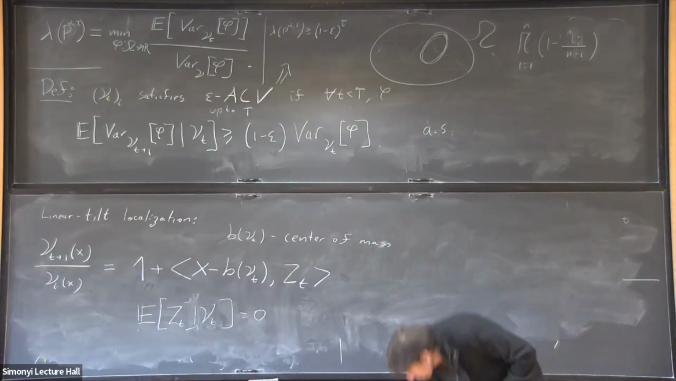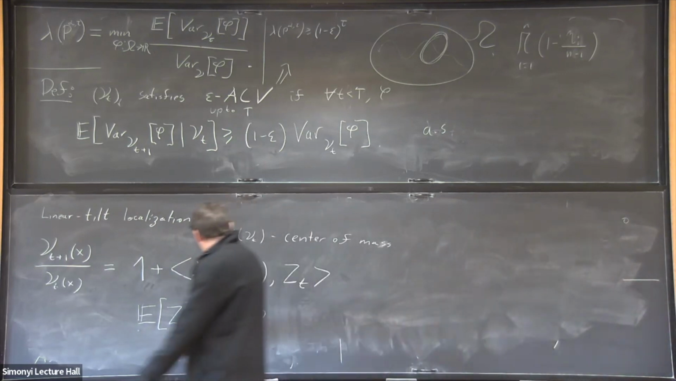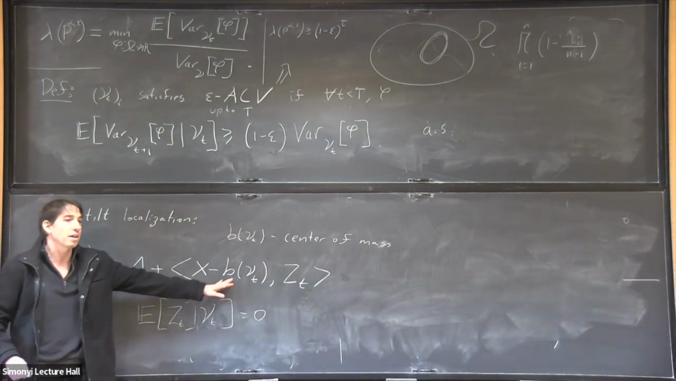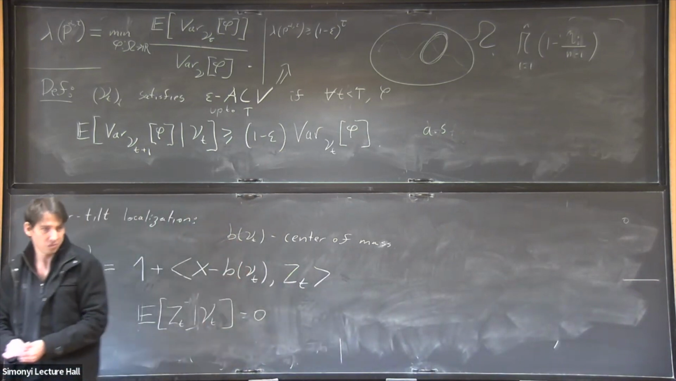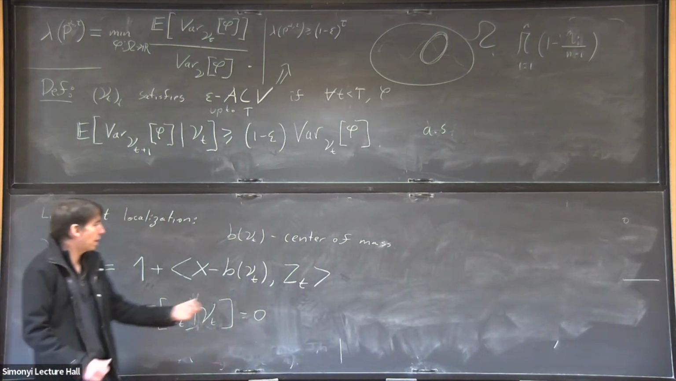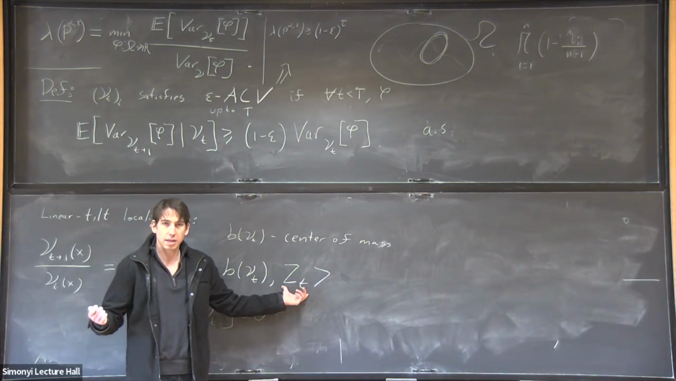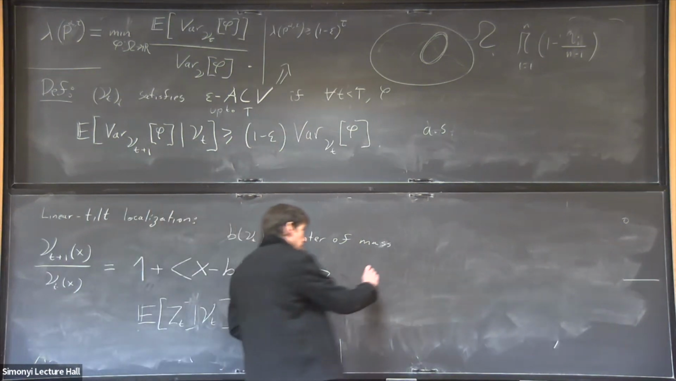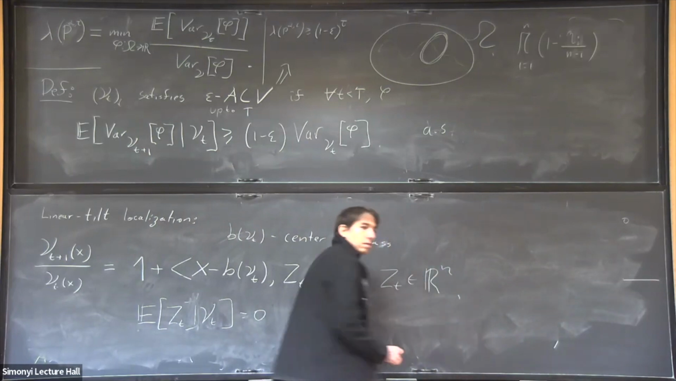Is that bracket just a dot product? Yes, it's a dot product. This is a vector, this is a vector, just a dot product. Are there 2 to the n vectors? No. For any time t, I have one vector in the space Rn. zt is in Rn.